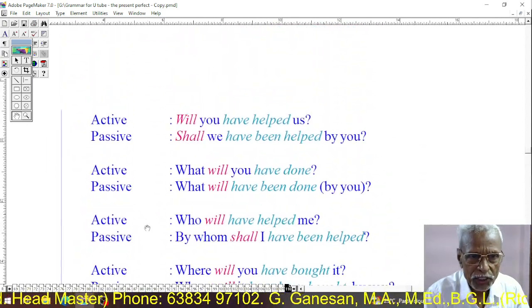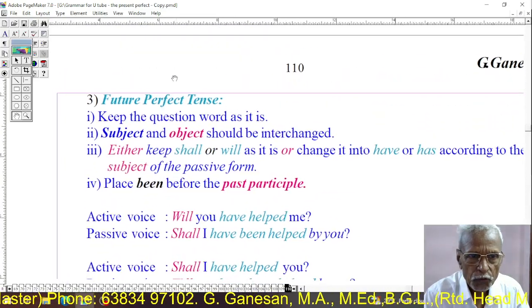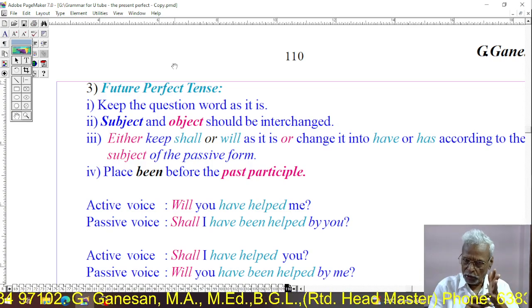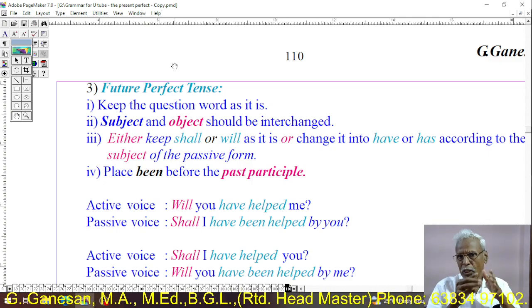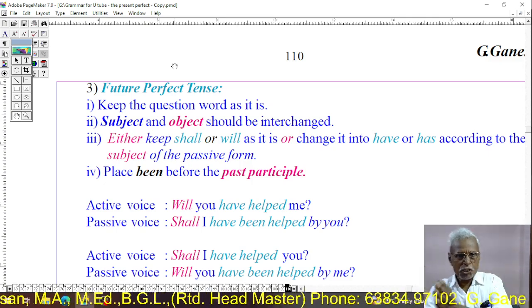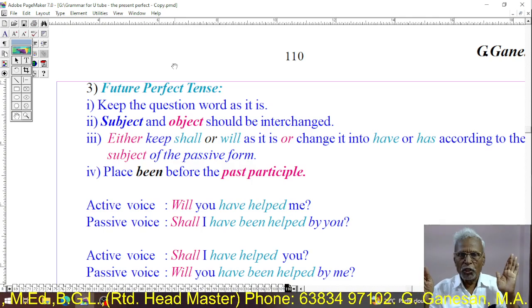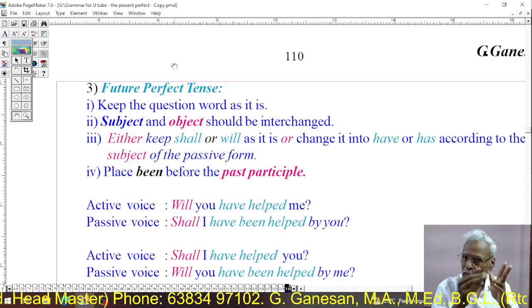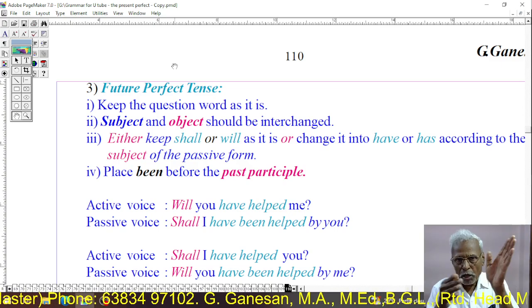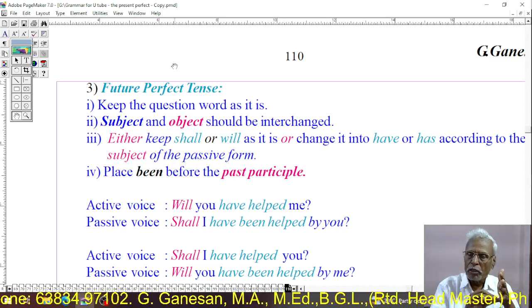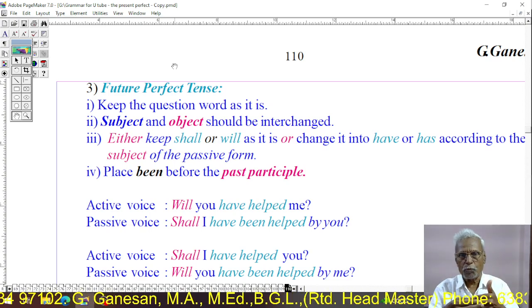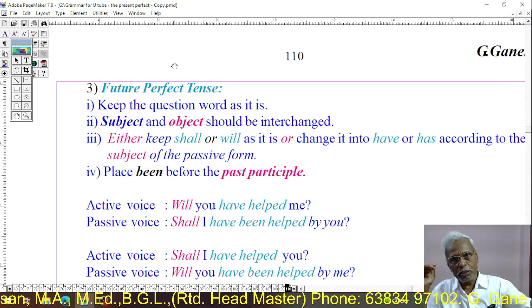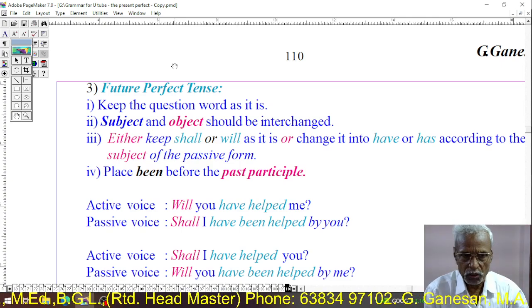Then future perfect tense. Dear students, in future perfect tense, we know there would be three verbs: shall or will, plus have, plus past participle. Shall or will comes before the subject. After the subject, there will be have plus past participle. When we change it into passive, you have to place been before the past participle. Then keeping shall or will depends upon the subject of the basic form. That's all.